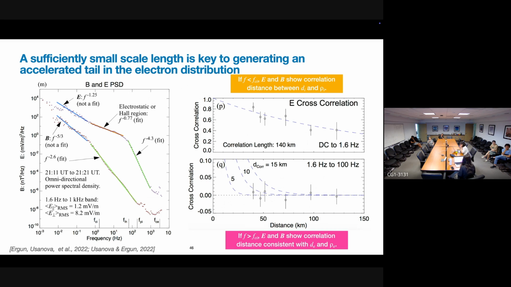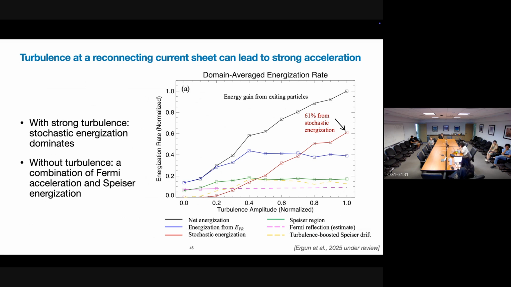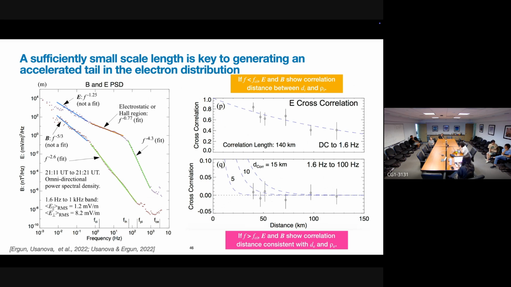Okay. And coming back to how to get energetic particles, the tail part. We're talking about the total energization, right? But why does the energization favor high-energy particles to form the tail, or why is there a preference for the perpendicular direction? The key is the scale length of the turbulence or the fields. It's a result from a previous study on turbulence.